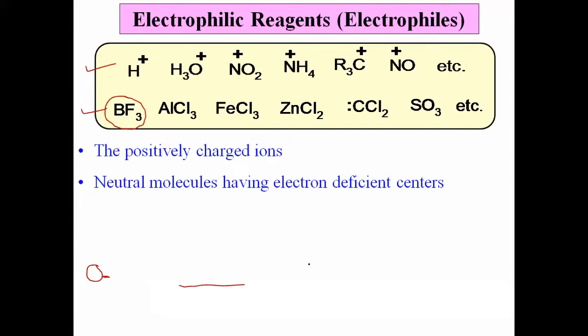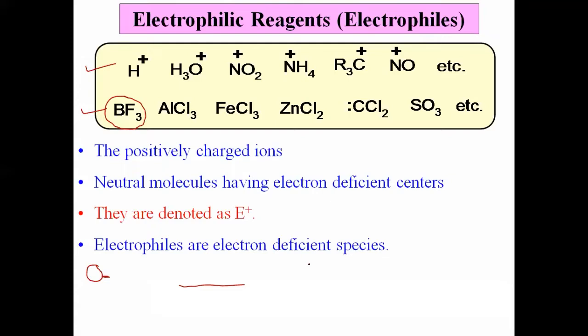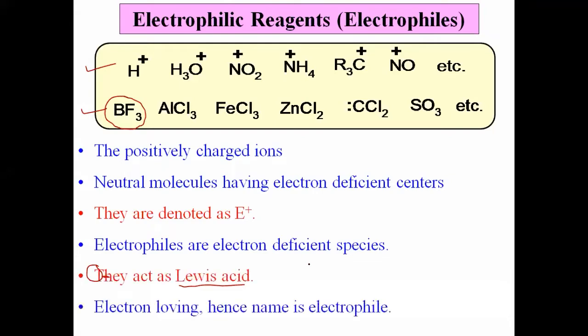We have studied first the definition of electrophilic reagent: the positively charged ions and neutral molecules having electron deficient centers are called electrophilic reagent. These are the examples of electrophilic reagent. Then some properties. First one, they are denoted as E plus. They are electron deficient species. They act as a Lewis acid and electron loving, and hence the name is electrophile. This is about the first type.